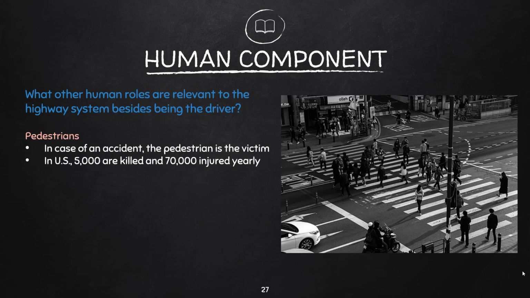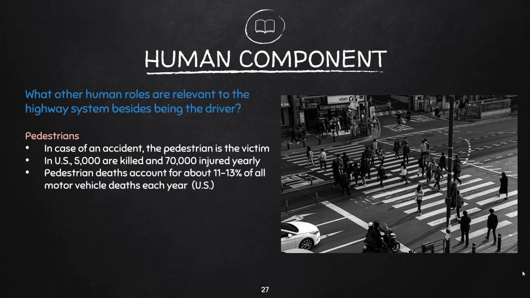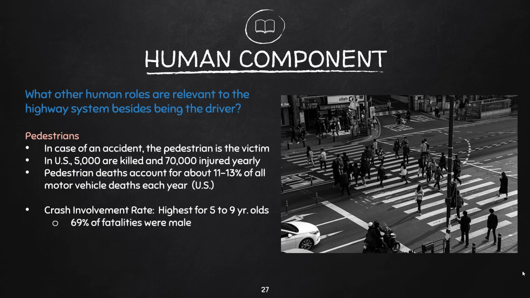In the US, 5,000 are killed and 70,000 are injured yearly. These are pedestrians. Pedestrian deaths account for about 11 to 13% of all motor vehicle deaths each year in the US. Crash involvement rate is highest for 5 to 9 years old. So children that are unattended will have a higher chance, of course, of being involved in crashes. 69% of fatalities were male, and pedestrian injury rate was 58% higher for males than for females.